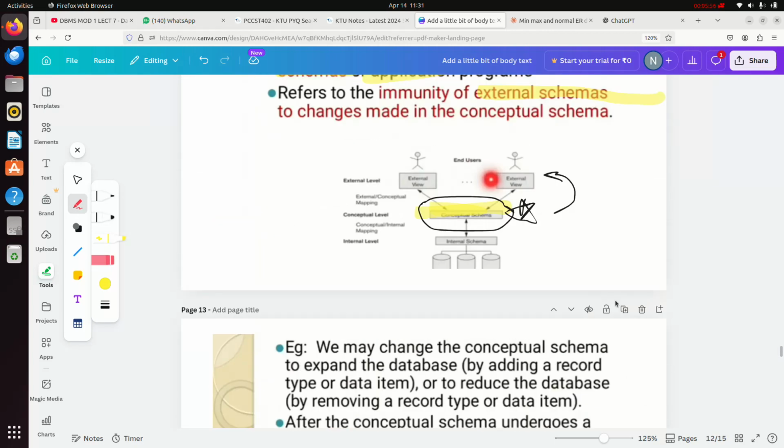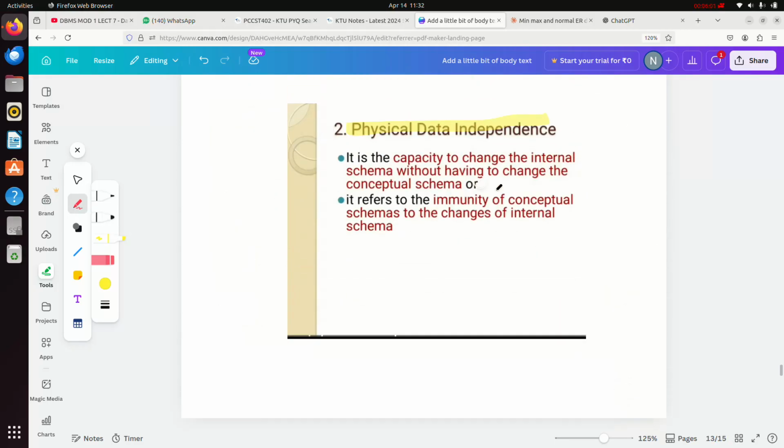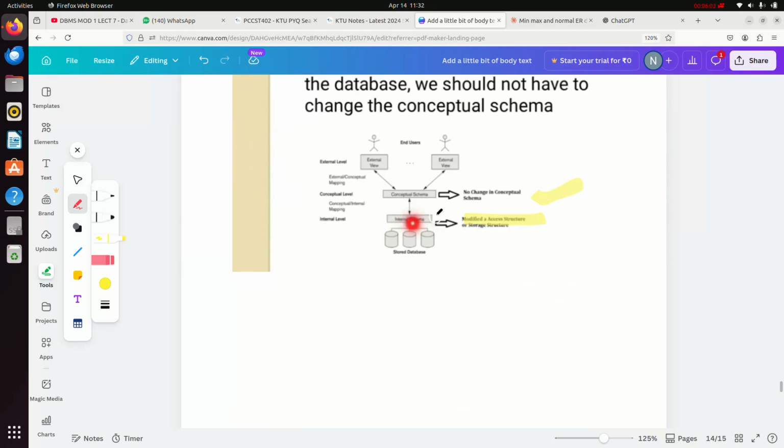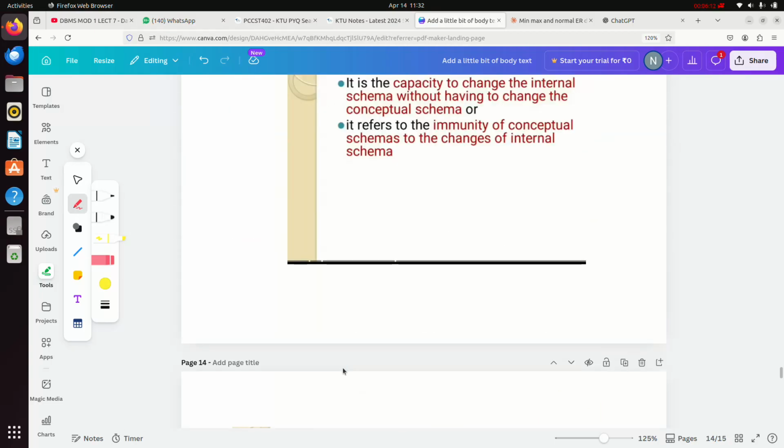Logical data independence means changing the conceptual schema doesn't affect the external schema, and physical data independence means changes in the internal schema don't affect the conceptual schema. So how does the internal schema get changed? By modifying an access structure or a storage structure. So this is the question.